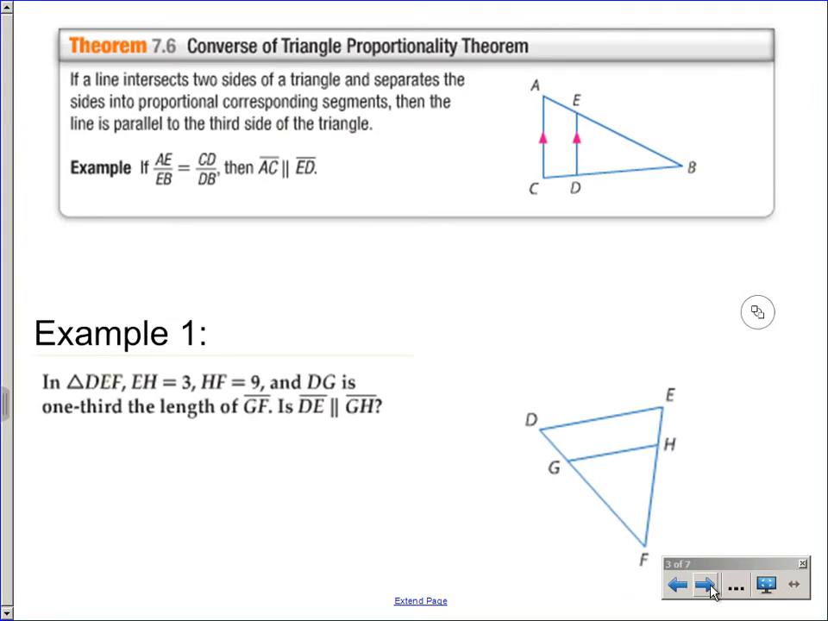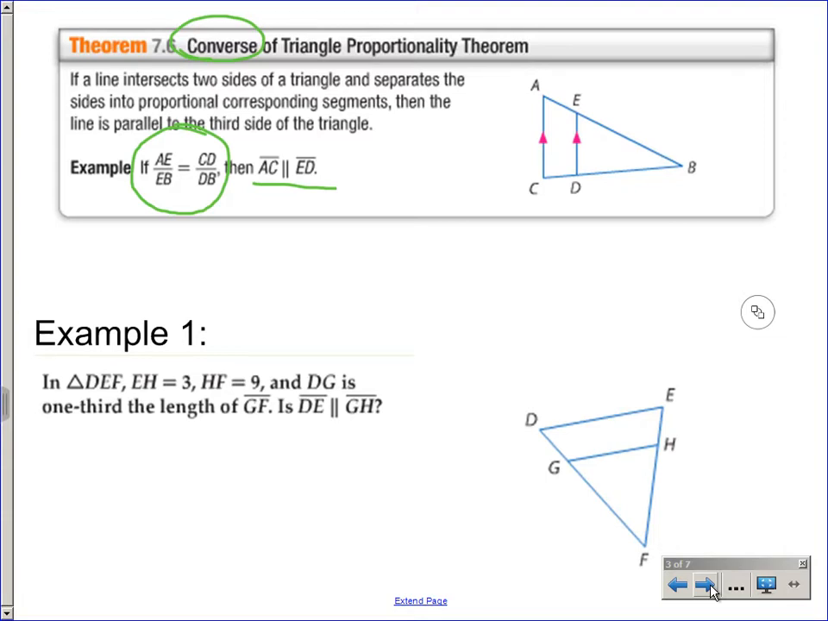We're looking at the converse of the triangle proportionality theorem. Now, as soon as you see converse, you should be thinking that we're going to be switching our if-then. And we are, in fact. Here we're saying if the proportionality is true, then the lines are parallel. So we're looking to prove that those sides are proportional.